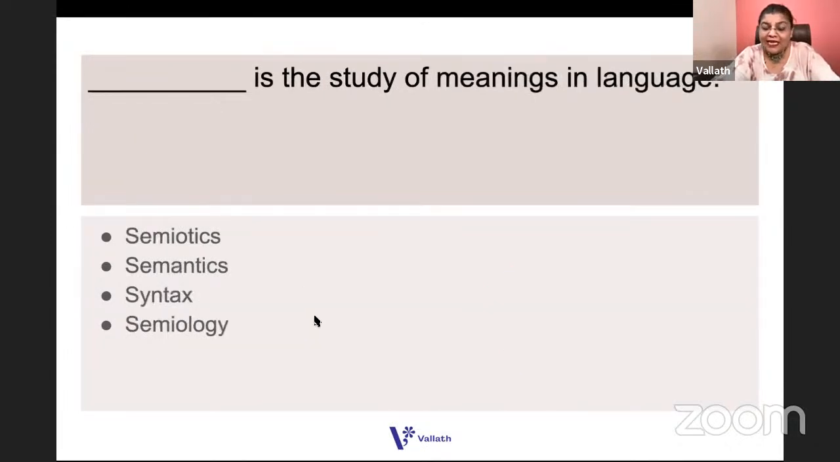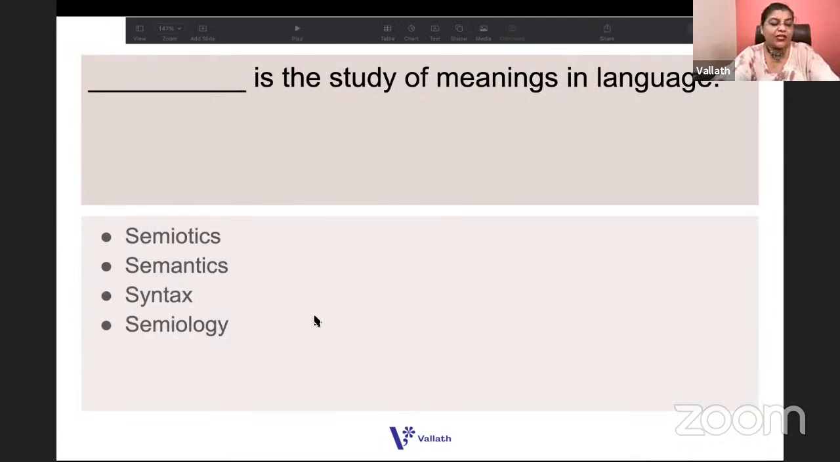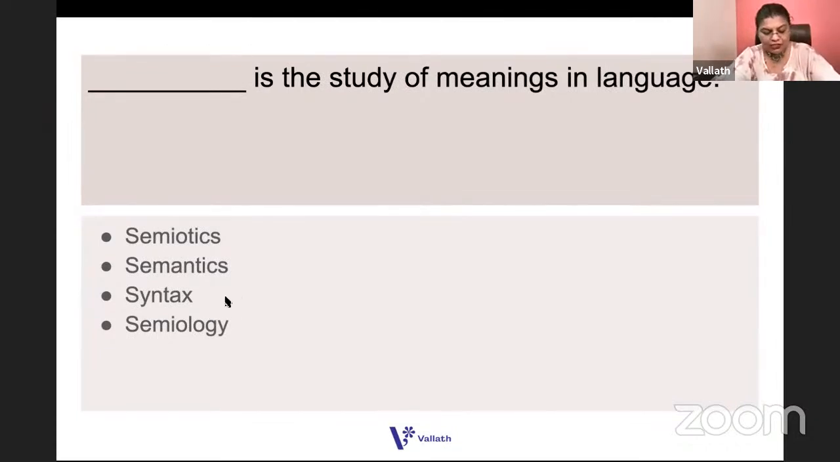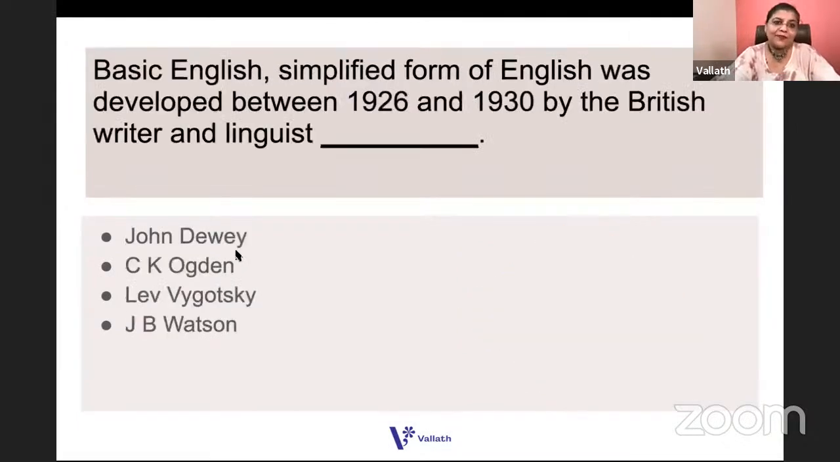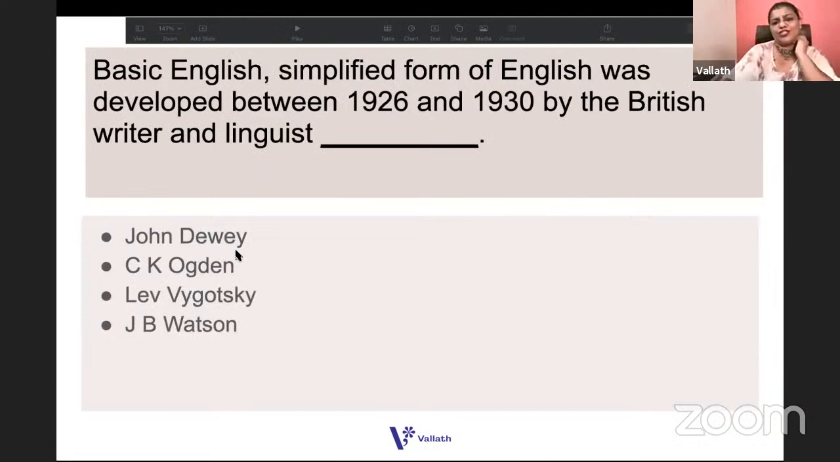Dash is the study of meanings in language. What do you call it when meanings are studied in language? Is it semiotics, semantics, syntax, or semiology? No, it is not semiology. It is semantics, the study of meanings. Basic English was a simplified form of English developed between 1926 and 1930.